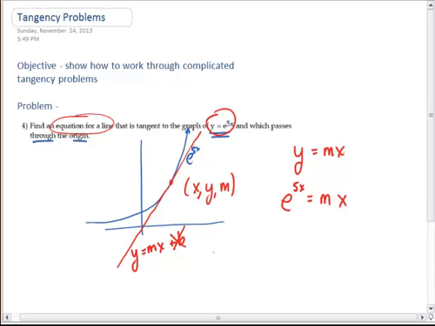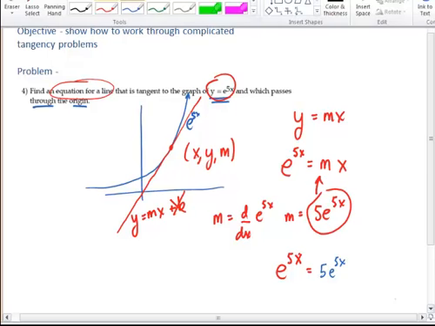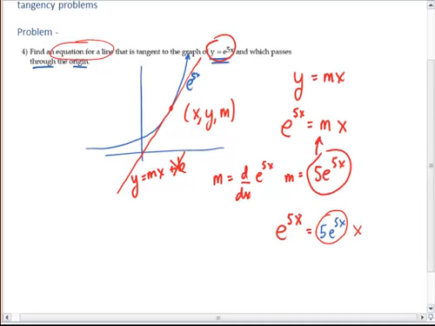Using calculus, m is equal to the derivative of e to the 5x. When I calculate the derivative using the chain rule, I'll get 5e to the 5x, and that's what I'll replace m with. e to the 5x, as I wrote before, equals 5e to the 5x times x, and now I'll solve for my x value.